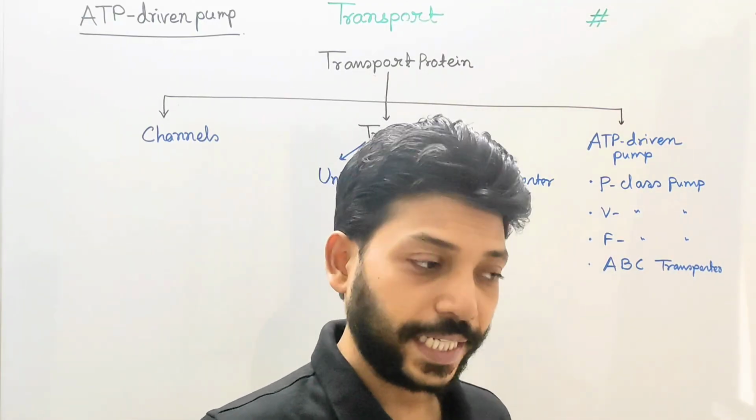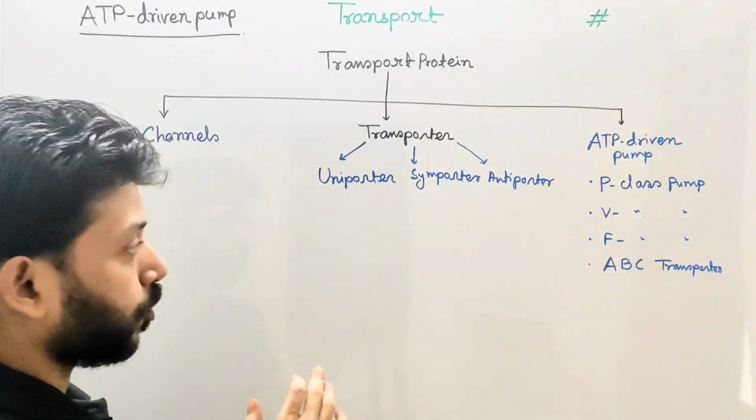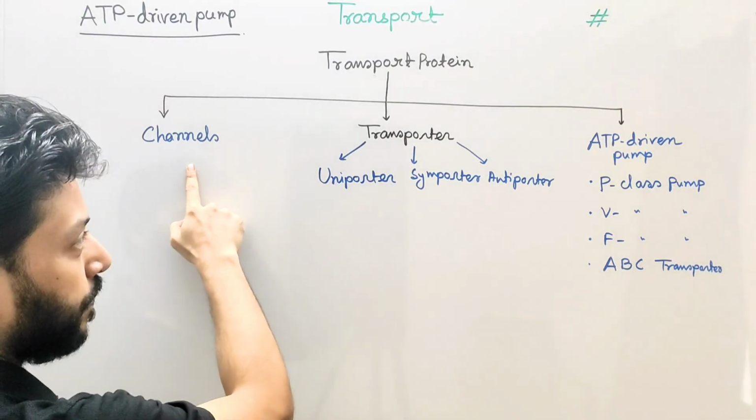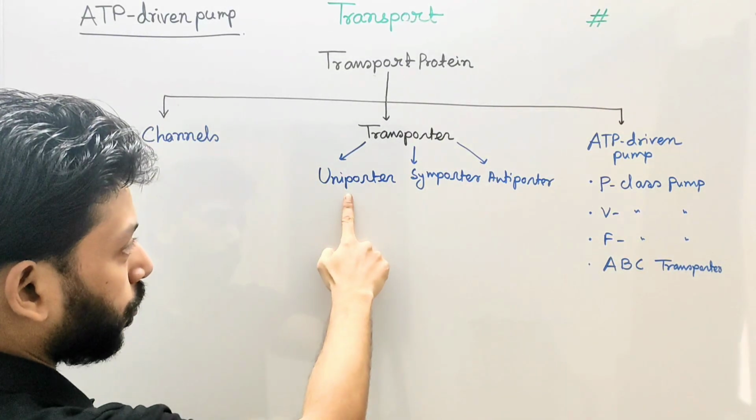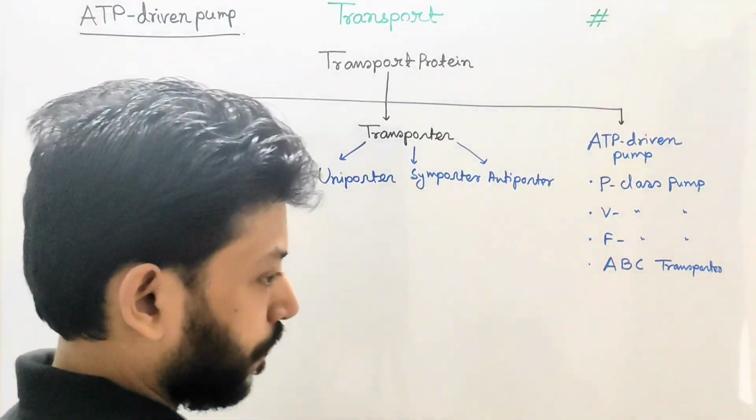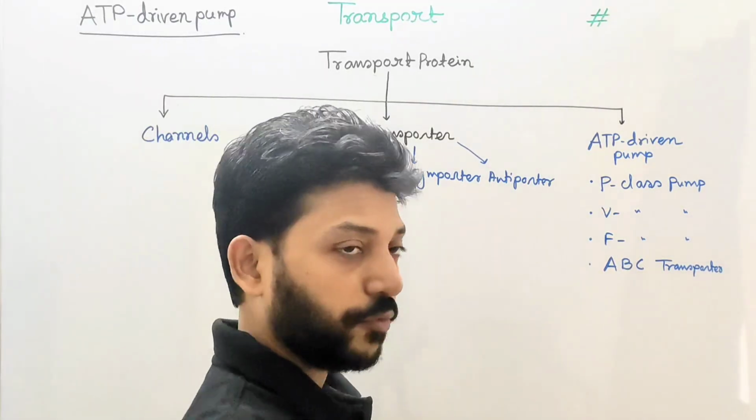Now at first I want to mention that there are three major categories of transport proteins. One is channels, second is transporters. Under the transporters there are uniporters, symporters and antiporters. And the third category is ATP driven pump.